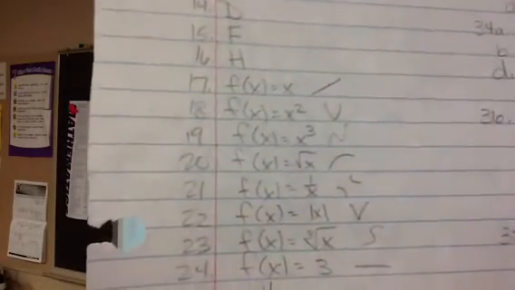For 20, you should have the little hill, half a hill. For 21, you should have your L shapes. For 22, a V shape. For 23, a sideways S. For 24, a horizontal line at y equals 3.